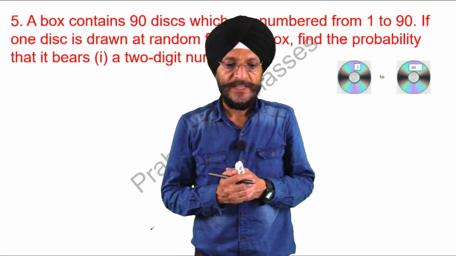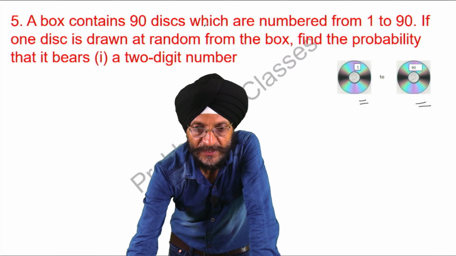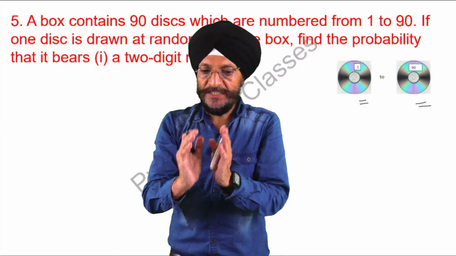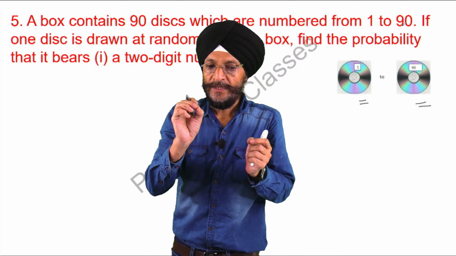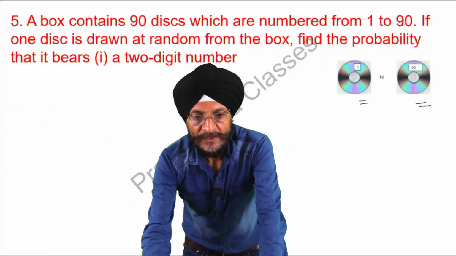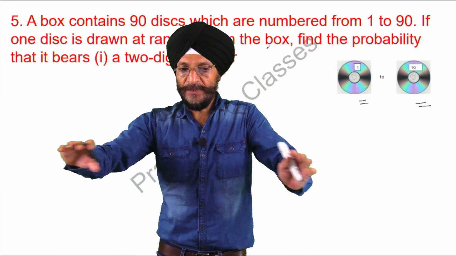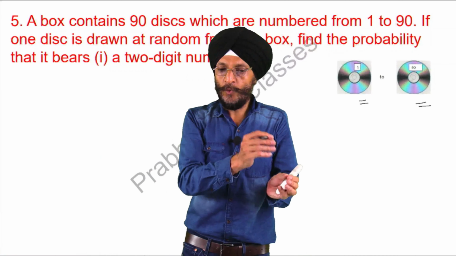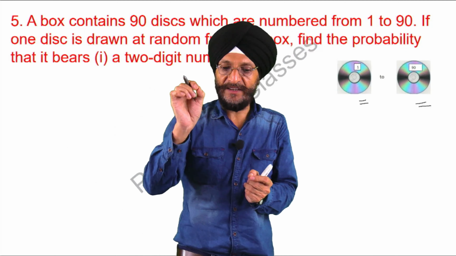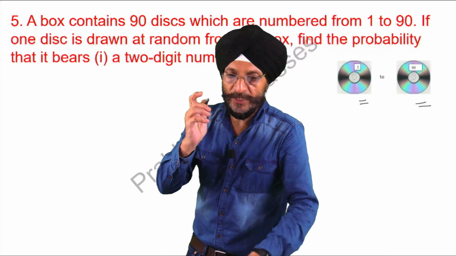Now the next question is, a box contains 90 discs. These are 90 discs which are numbered 1 to 90. That is, on each disc numbers have been given on the back side, 1 2 3 4, in the same way up to 90. One disc is drawn at random from the box. That is, in the box there are 90 discs, and on all the discs the numbers have been mentioned, and we draw a disc at random. What is the probability that it bears a 2-digit number?